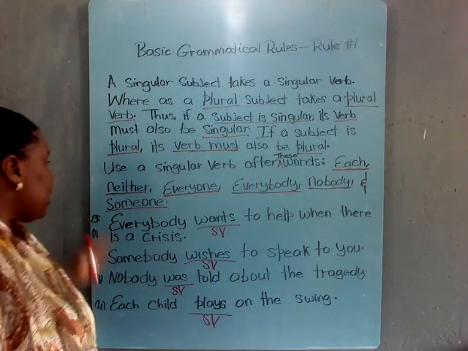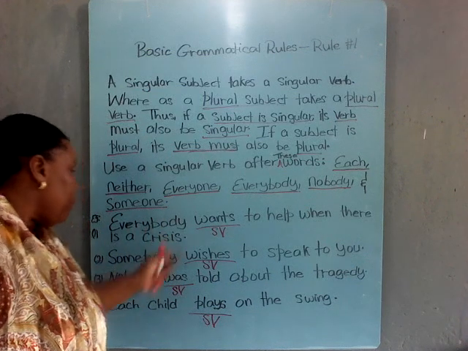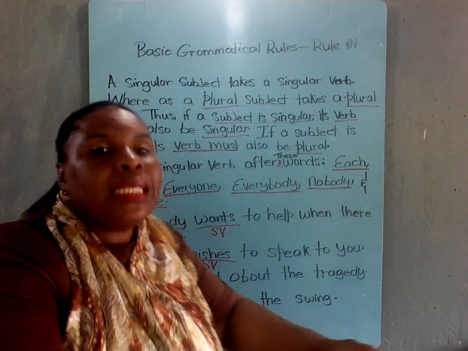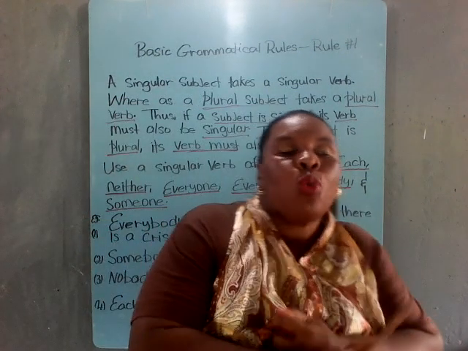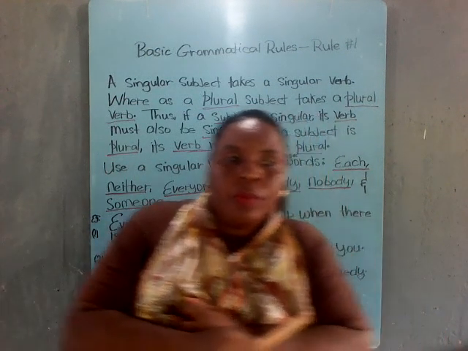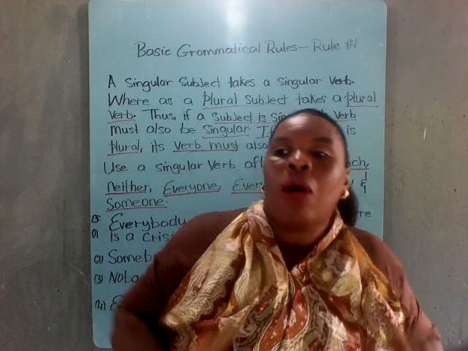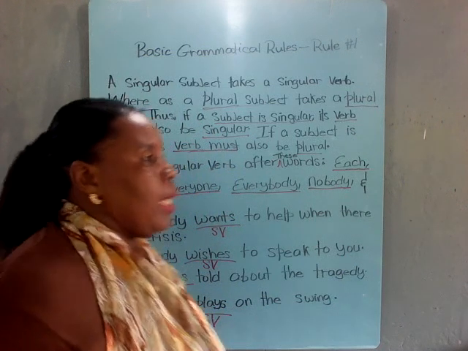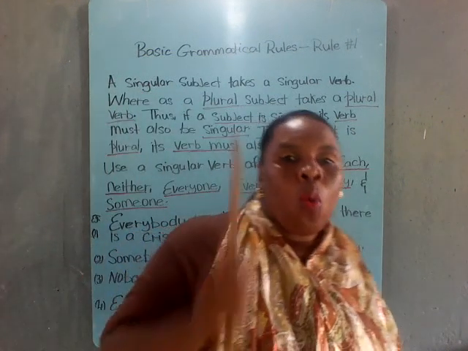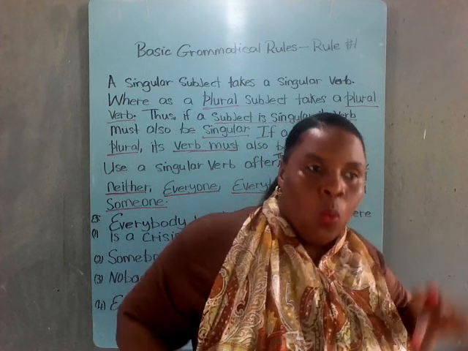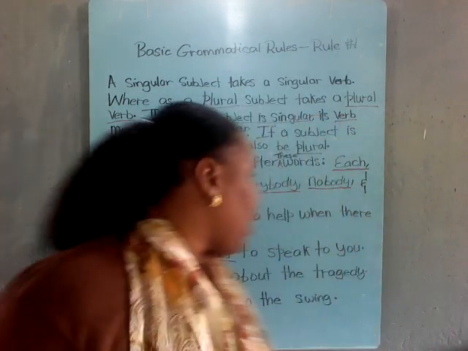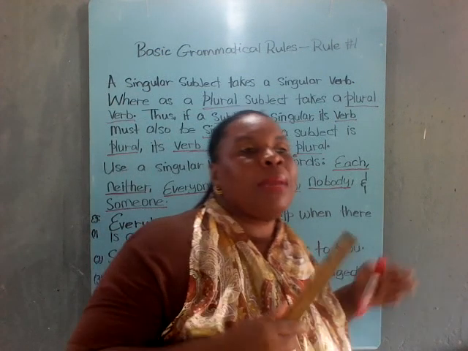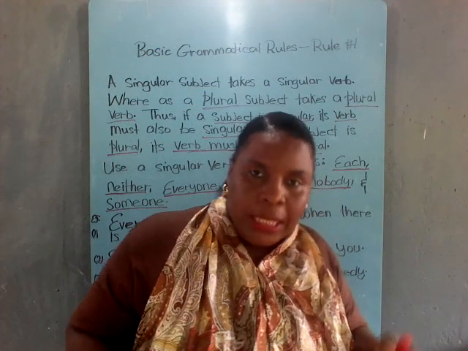So in this case, when it says everybody, somebody, you are talking of a collective group of people. And even though you say each child, it means one child at a time. One child at a time plays on the swing, which would be singular.